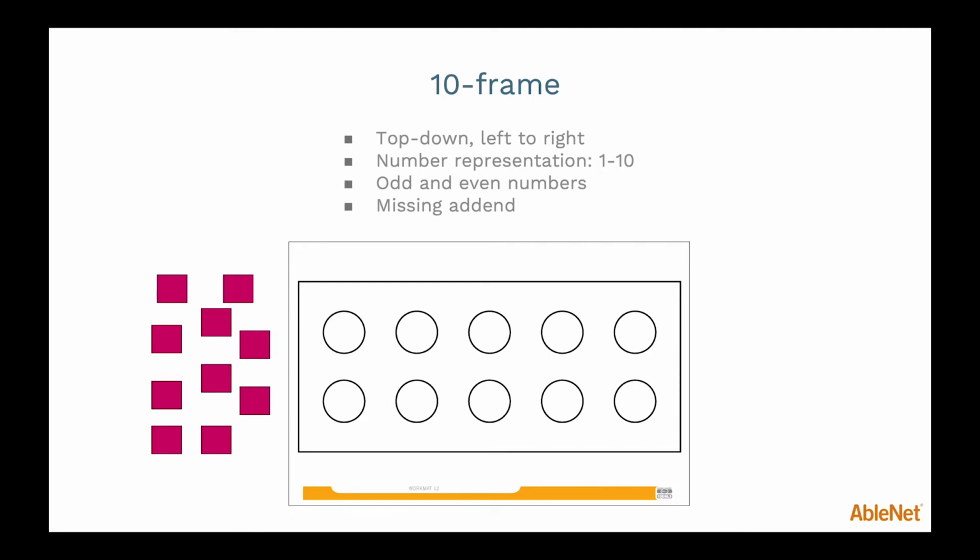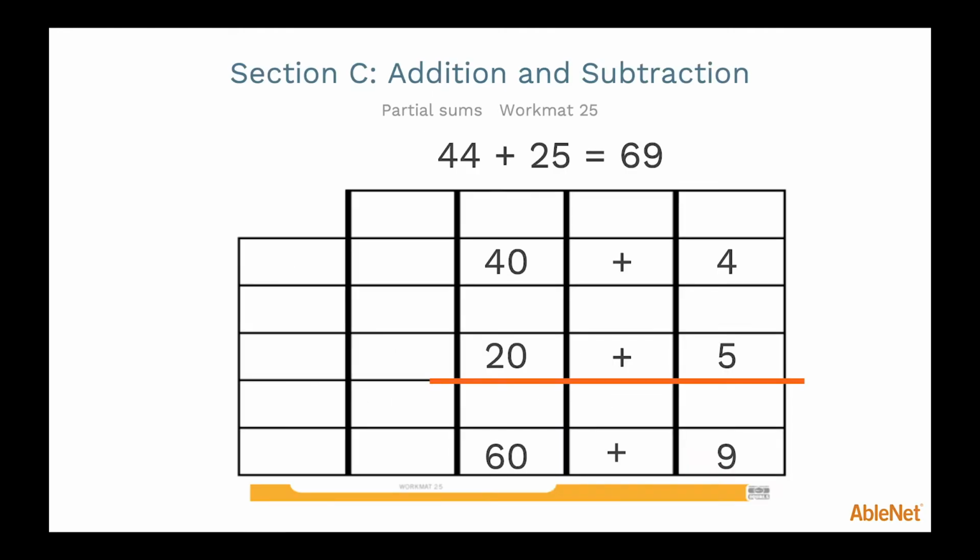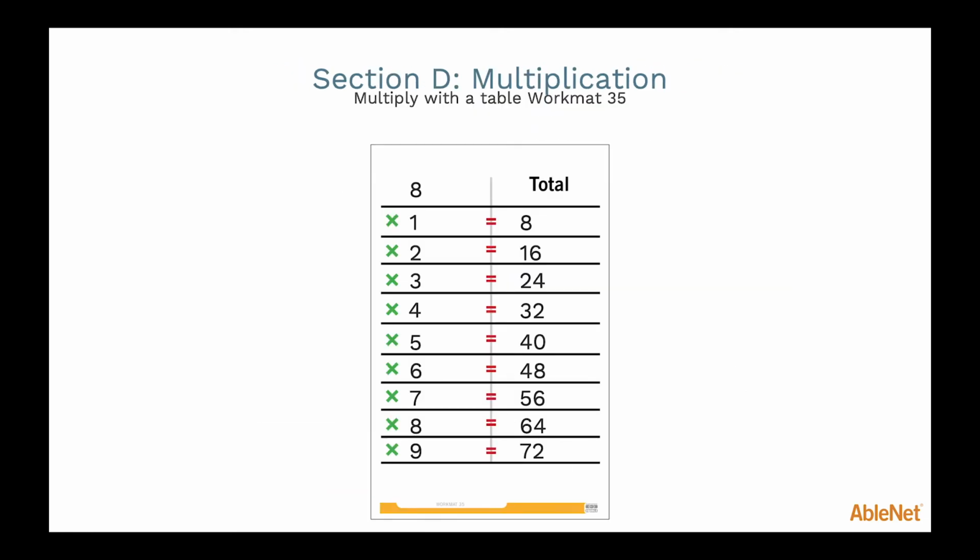Another work mat used quite frequently is the 10-frame work mat. The 10-frame develops the student's visual representations of the amounts 1 through 10. Conversations surrounding this work mat also lend themselves to the relationship to 10. When learning about partial sums, students use work mat 25. And what they know about place value is expanded for addition. The equation 44 plus 25 is represented on the work mat using the grids to keep place value amounts in line as they expand. Now the students add the expanded forms to add the tens and the ones to identify the sum.